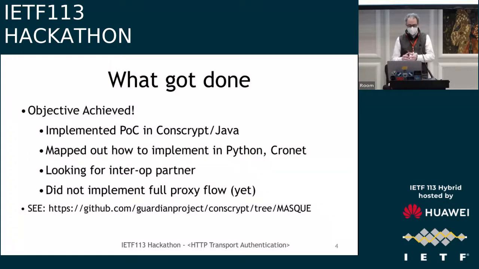So we were able to get this working in Conscript, quite a pile of stuff to get working for just a very thin shim. And so that was great. We also mapped out how this could be implemented in Python and Cronet. We aren't aware of anyone else doing this work, so we're sort of looking for an interop partner. We don't have a full proxy flow. We were not trying to rebuild some proxy service on the server side, so we're possibly waiting to get our Python work done before we start doing that. The GitHub repo is here.